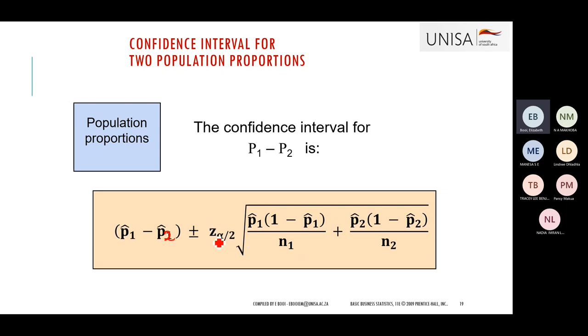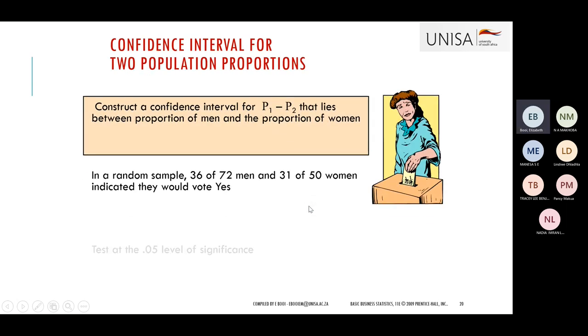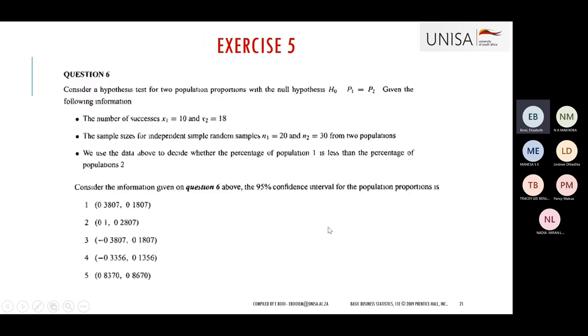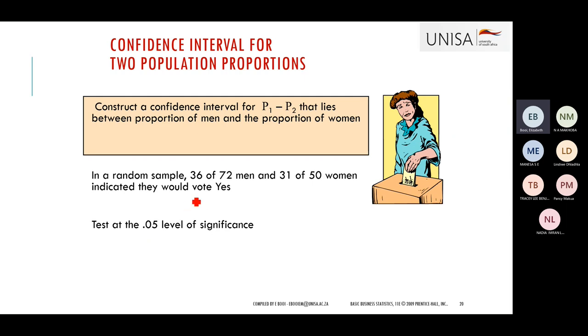To find the critical value, we divide alpha by 2, times the standard error, which is P1 times 1 minus P1 divided by N1 plus P2, the sample proportion 2, times 1 minus the sample proportion 2 divided by N2. So let's use the same information that we had when we did the hypothesis testing. Here we need to construct the confidence interval on the same information. So we know our X1 and N1, X2 and N2, and we are told what alpha is.